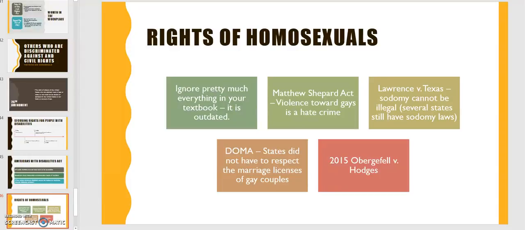In Lawrence v. Texas, they decided that sodomy cannot be illegal, although several states still have sodomy laws on the books today. So in some states, it is still illegal to commit the act of sodomy. However, the Supreme Court says that it is not.